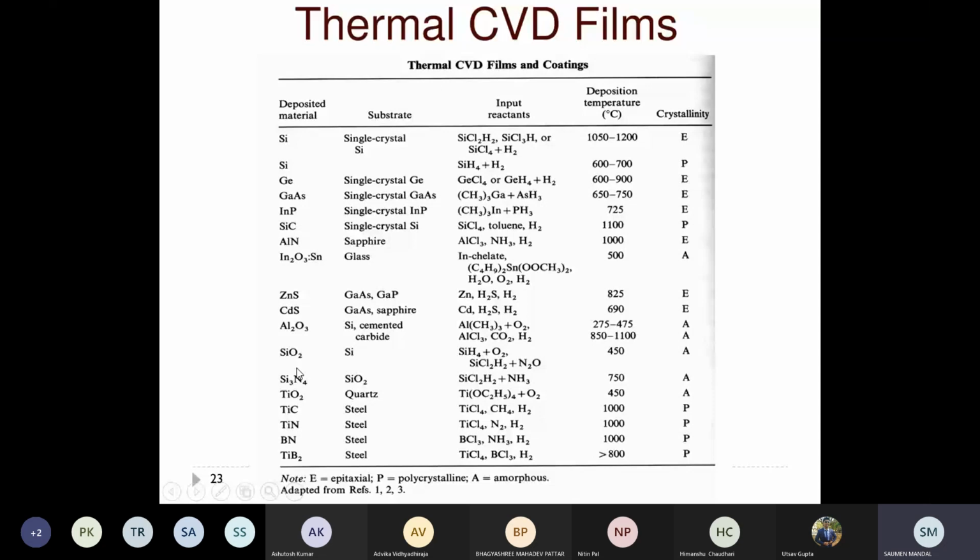If you want to deposit this material, this is the substrate. For example, cadmium sulfide. If you want to deposit gallium arsenide, sapphire should be the substrate. And what are the reactions? These are the input reactants, the deposition temperature, and this is the crystallinity. It will be crystalline, epitaxial, polycrystalline, or amorphous. Epitaxial means in most cases it will be single crystal. So E is epitaxial, P is polycrystalline, and A is amorphous.